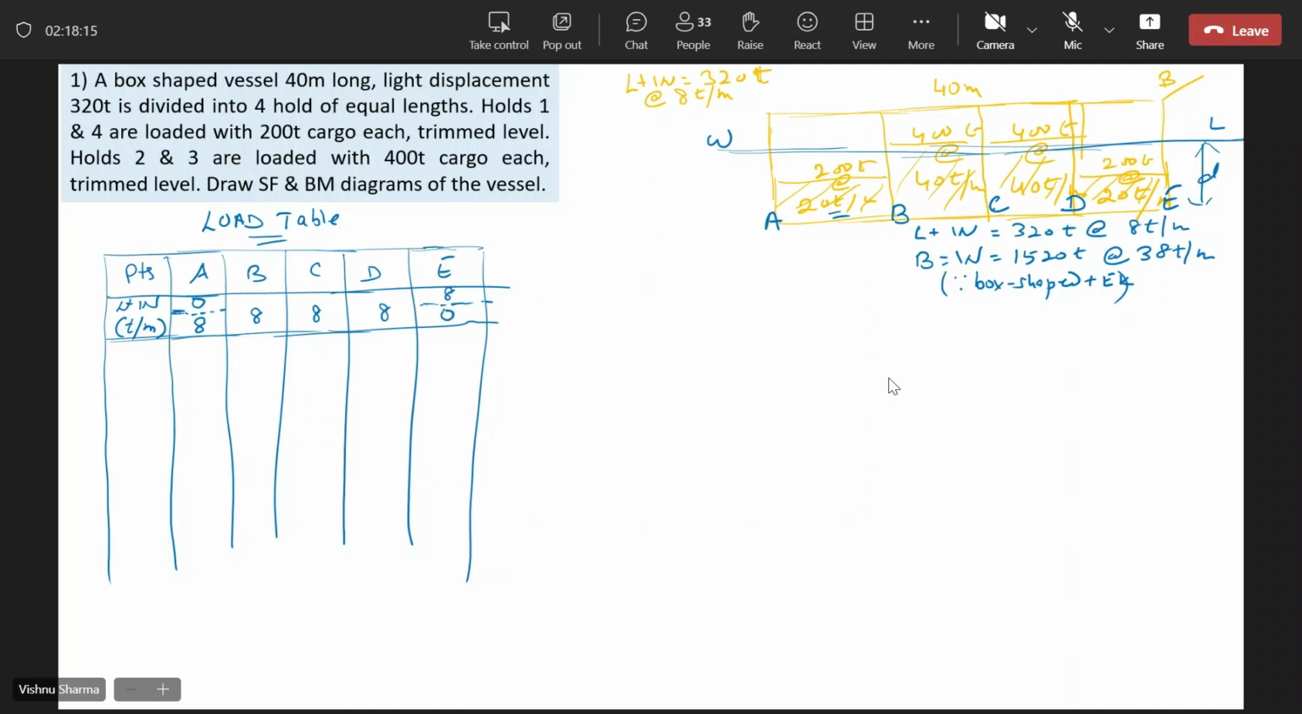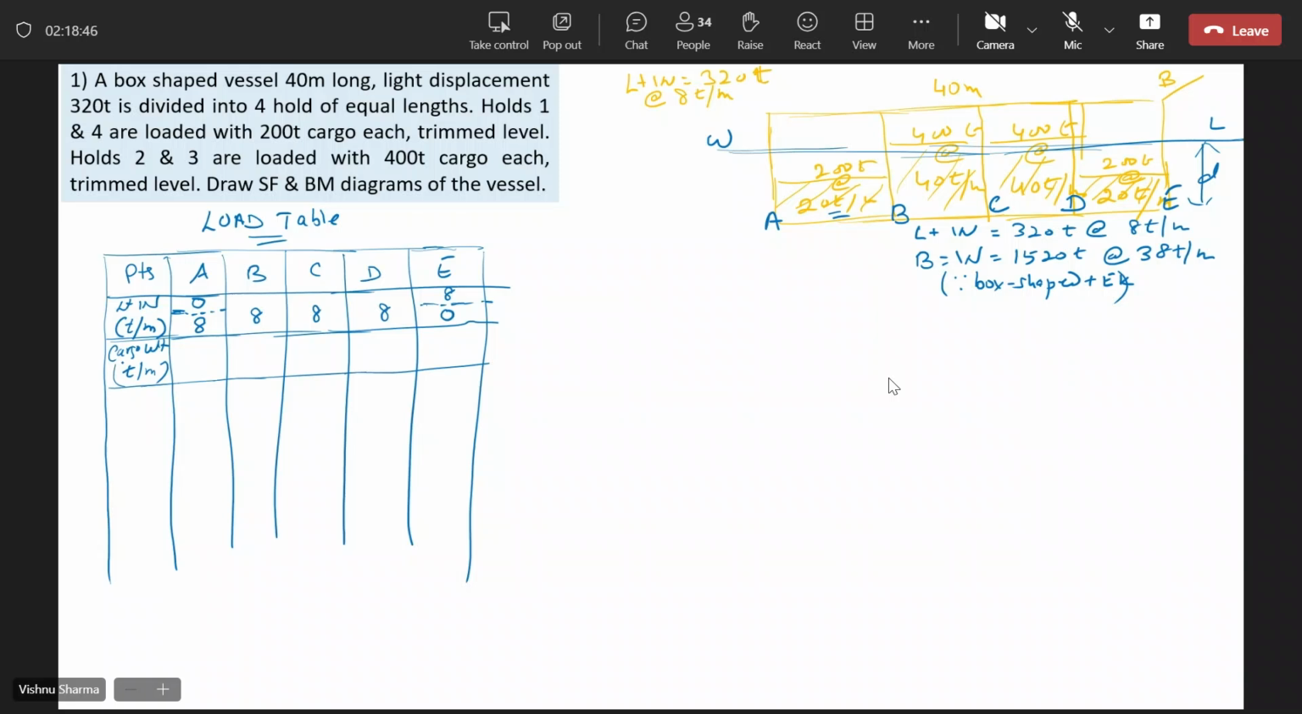Do you agree with me, guys? Yes or no? Correct? Anybody has any questions how this first row of light displacement in tons per meter has been filled up? Anybody has any questions, guys? None? Okay. The second downward weight, you rightly said, is the cargo weight. In which units? Tons per meter.